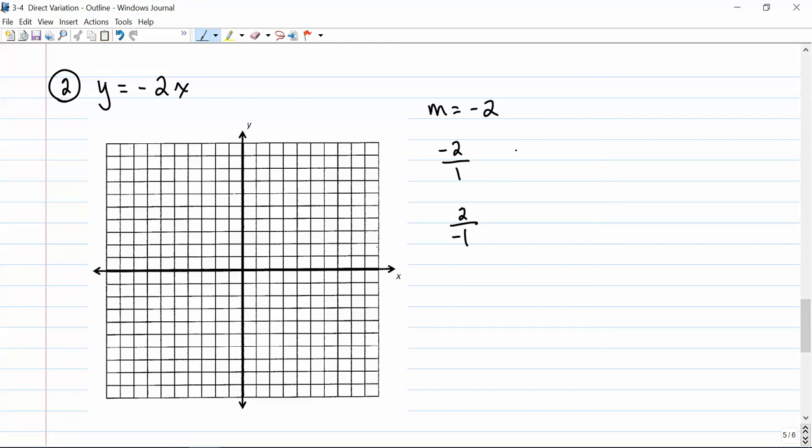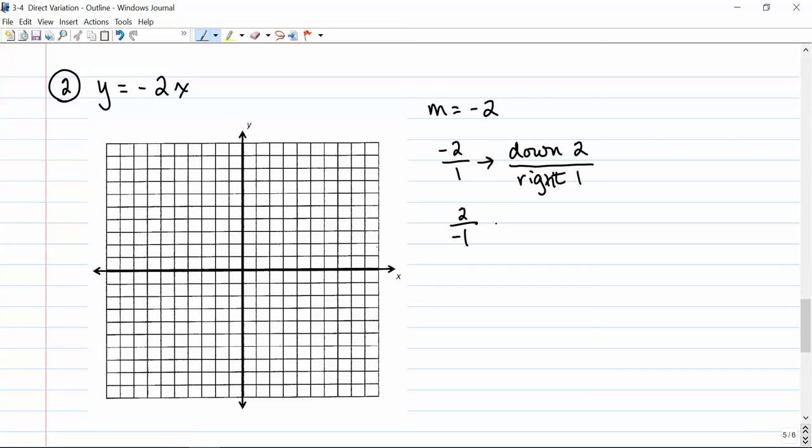So a -2 on top means I'm going to go down 2, because that's my change in the y direction. That's going to be up or down. And a +1 on the bottom tells me I'm going to go right 1 unit. Your number on top is always up or down. Your number on the bottom is always left or right.